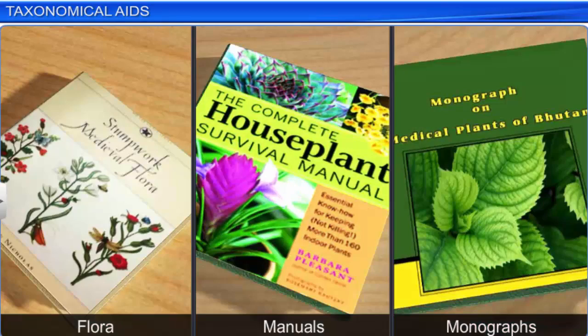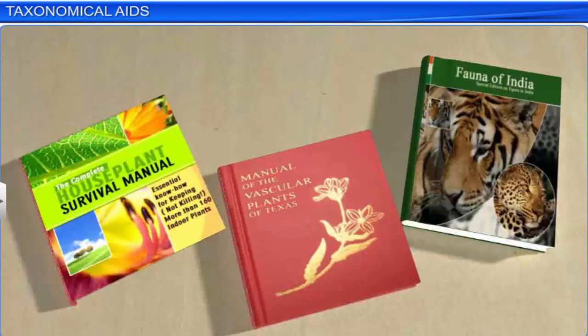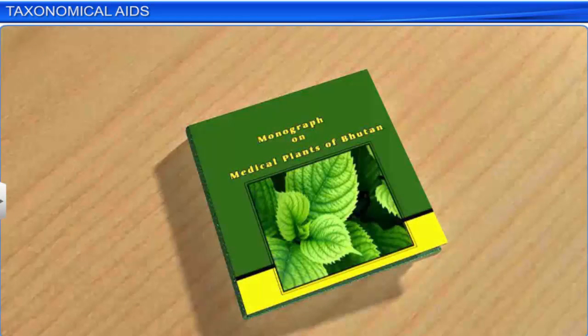Other taxonomical aids like flora, manuals, and monographs are also used. A flora is a document that contains information about the plants of a particular country, region or time. Manuals provide information that helps in the identification of the names of plant and animal species found in a specific area. A monograph is a written account or description of a single taxon. It provides detailed information about a particular species and how it fits in with the overall taxonomy and classification.